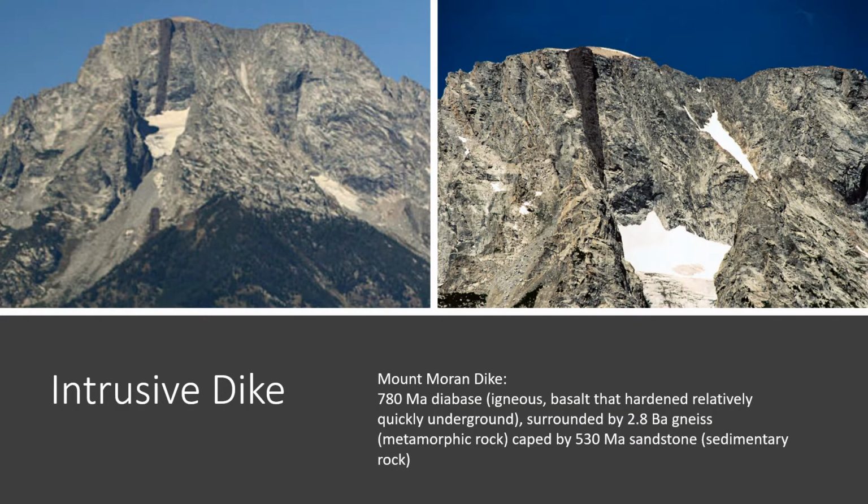All right, here's another really interesting thing we'll see. What we're looking at here is a close-up of one of the peaks in the Teton Range, Mount Moran. Near the peak of this mountain, you have this really interesting feature where you've got some black rock and some light colored rock surrounded by this more marbly looking rock. What the heck is going on here?